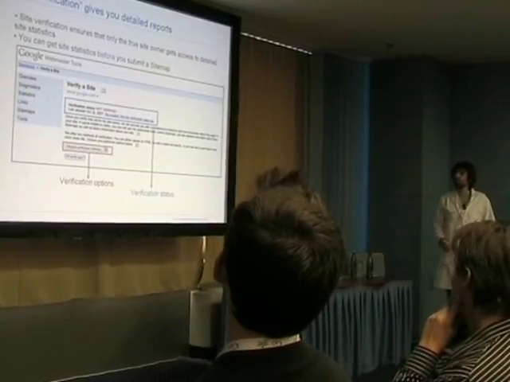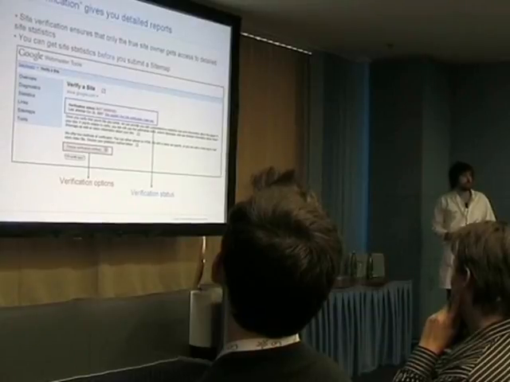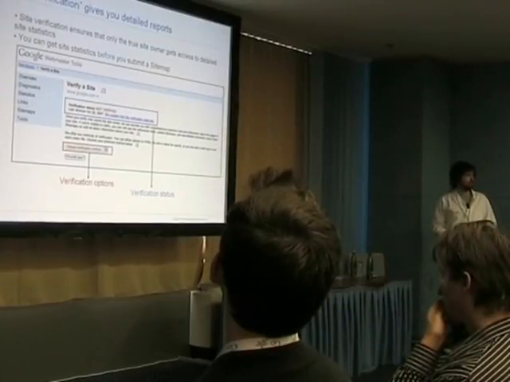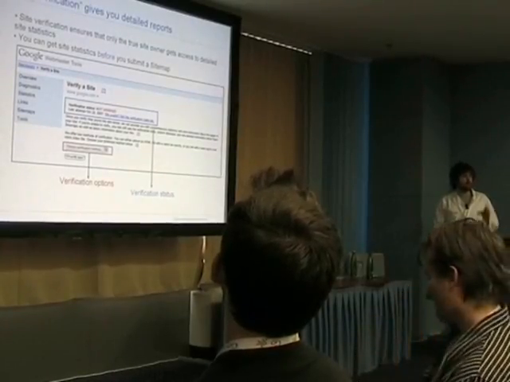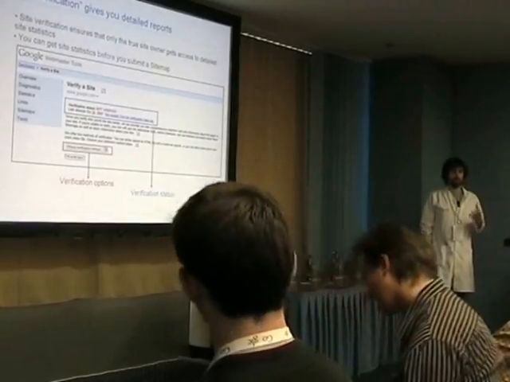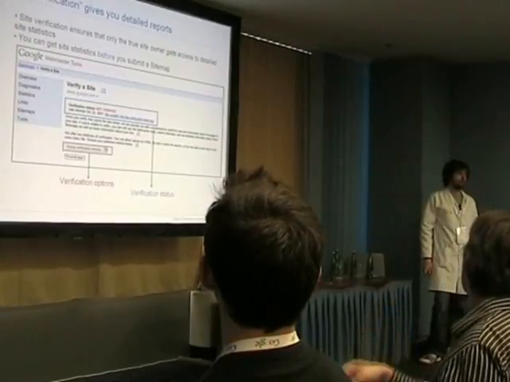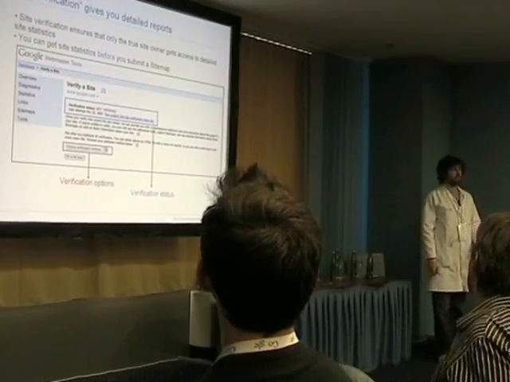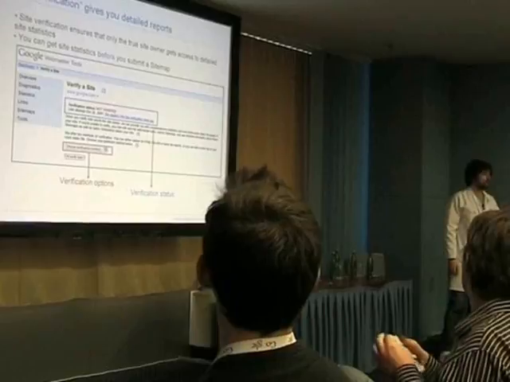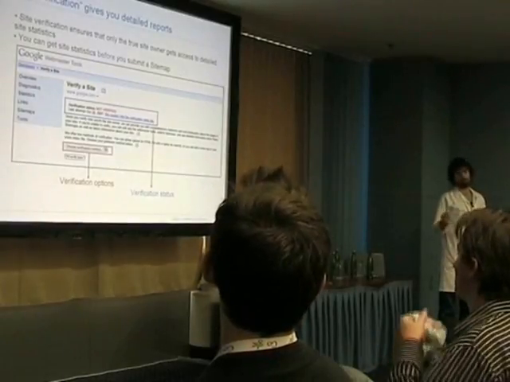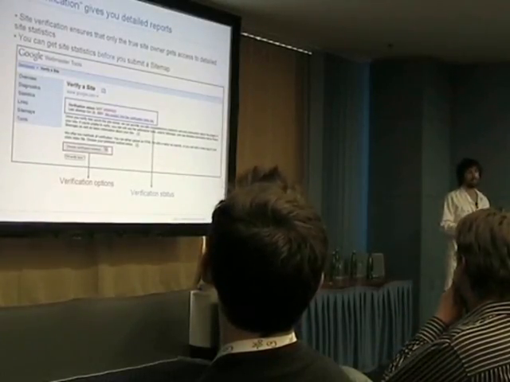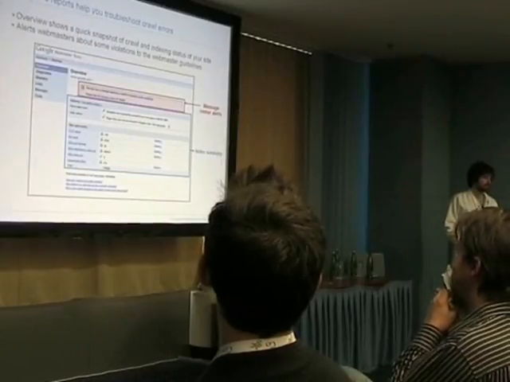Here's the verification process. You can either choose a meta tag, or you upload a file with a very specific name. And all you're doing is basically proving that you have write permission to that website. You can create some content on there, and you own it. And once you've proved that you own it, we'll release the statistics to you. Obviously, we don't want to release the statistics to just anyone. We don't want your competitor to come along and see exactly how you're doing in the index.